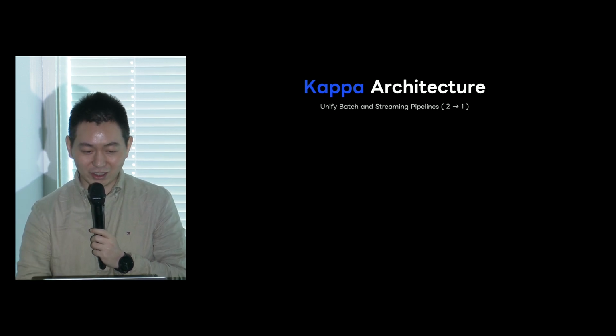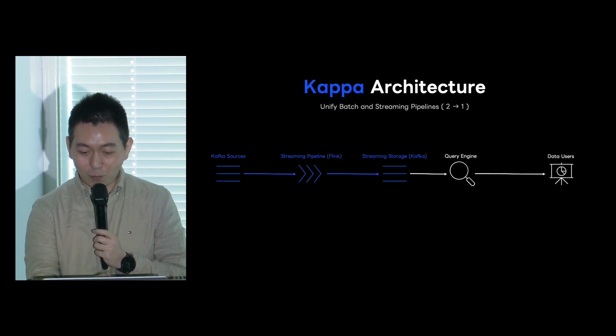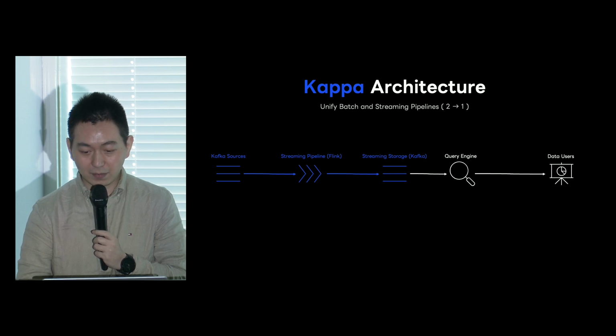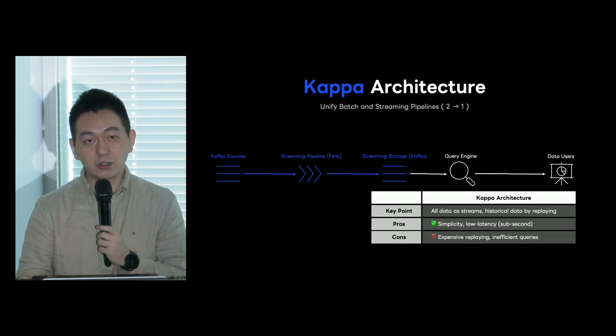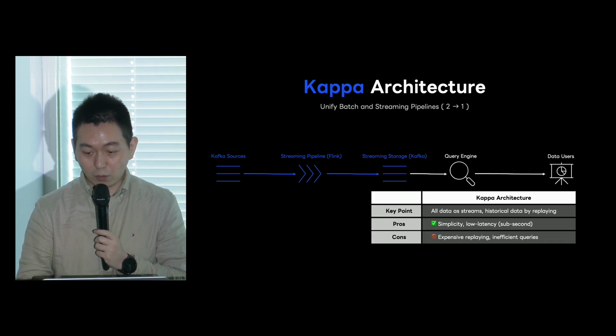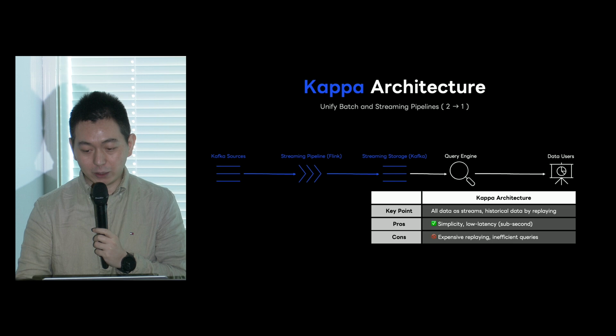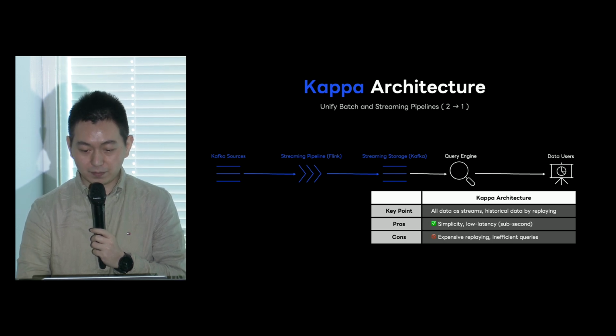Yes, then we get a Kappa architecture. There is only one streaming pipeline to ingest the data from Kafka sources and save it to streaming storage like Kafka in real time. The key point is to treat all data as streams without introducing additional batch pipeline. If we want to manage historic data, we need to replay all streams.